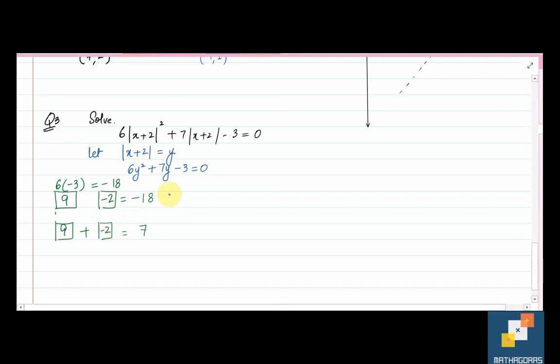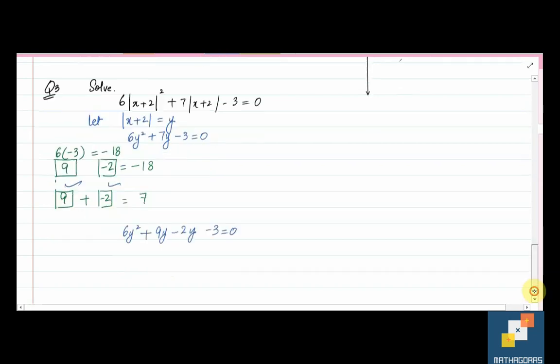Now you need to implement it in the question. So your equation was 6y square plus 7y minus 3 is equals to 0. Now instead of 7y we need to incorporate these two numbers. So it will be 9y minus 2y, the two numbers that we have thought in previous step.